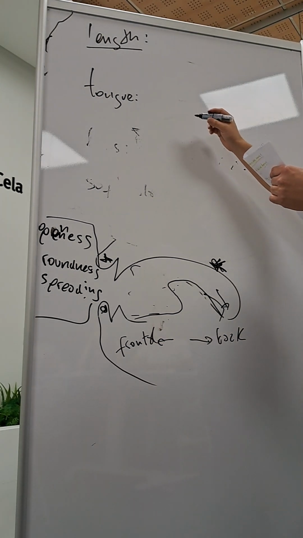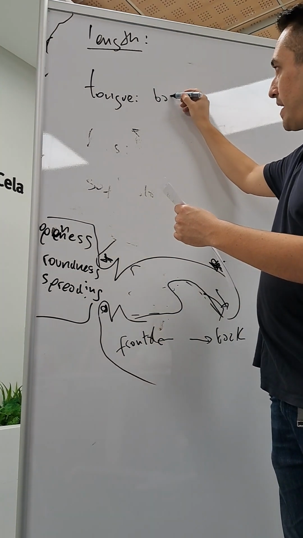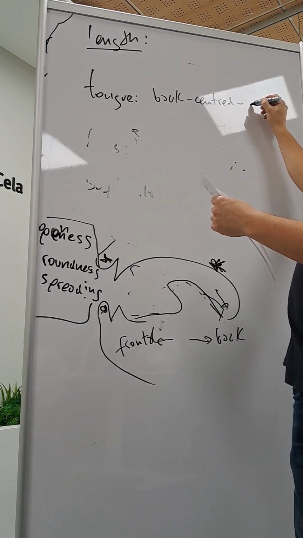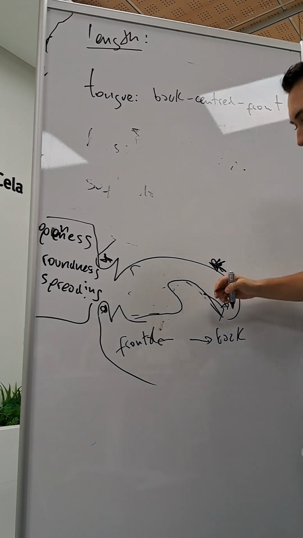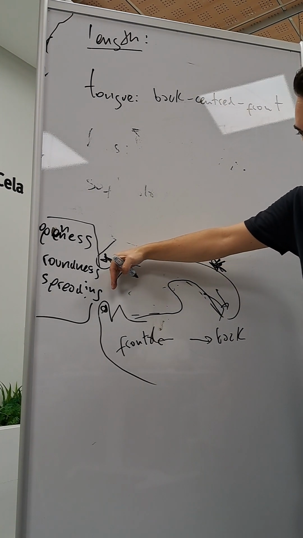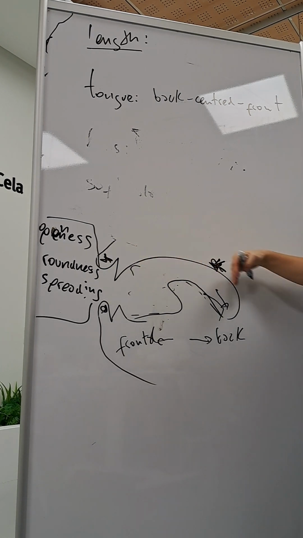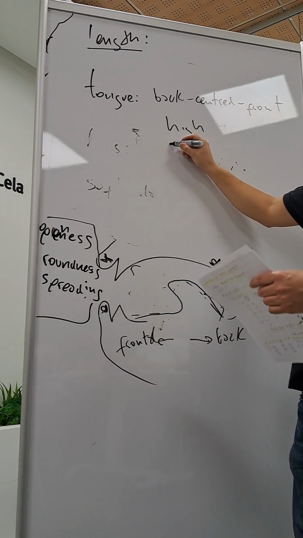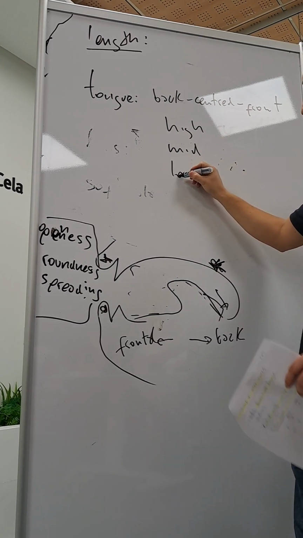That is in terms of the tongue. So let me write it down for you. It can be back, centered, or front. Back, center, or front, depending on whether the tongue goes up to the front or to the back. And it can also be a high position, mid position, or low position.